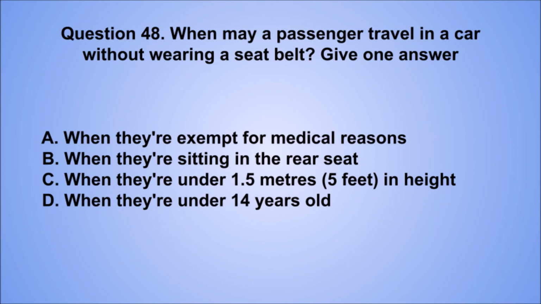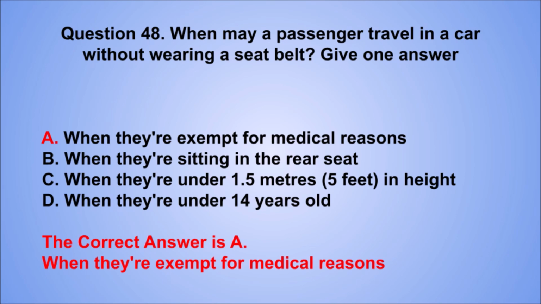Question 48. When may a passenger travel in a car without wearing a seat belt? Give one answer. A. When they're exempt for medical reasons. B. When they're sitting in the rear seat. C. When they're under 1.5 meters, 5 feet, in height. D. When they're under 14 years old. The correct answer is A. When they're exempt for medical reasons.